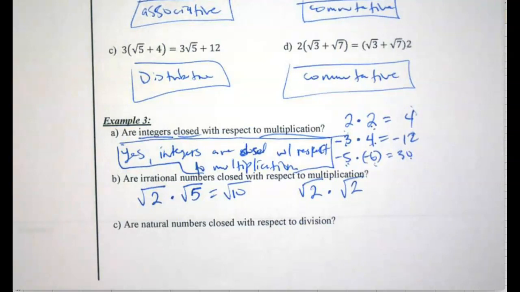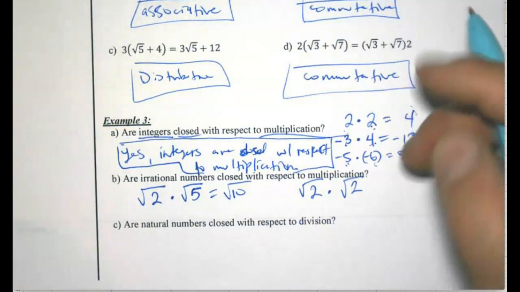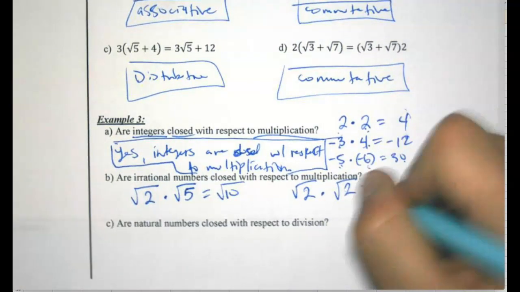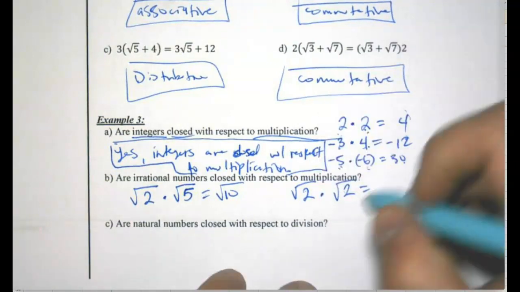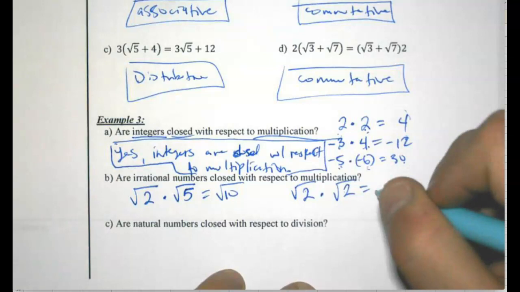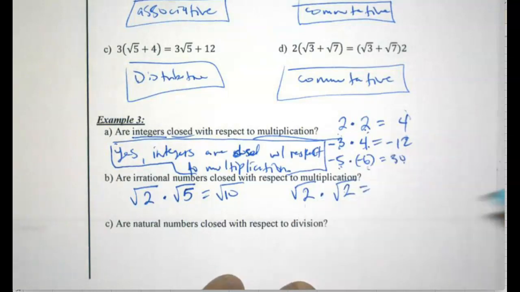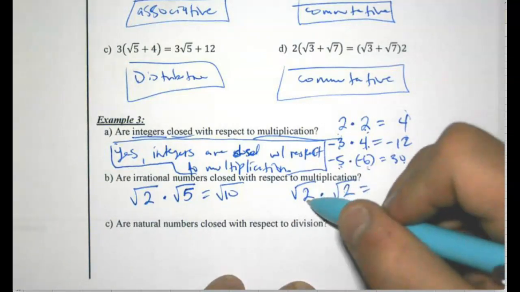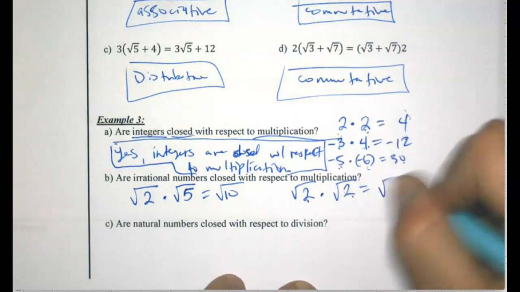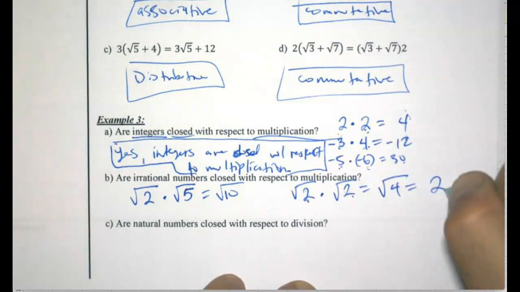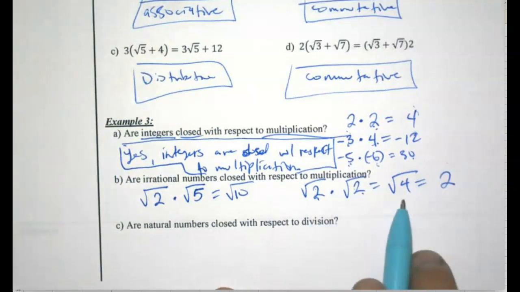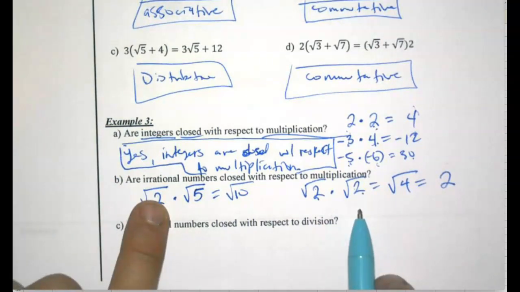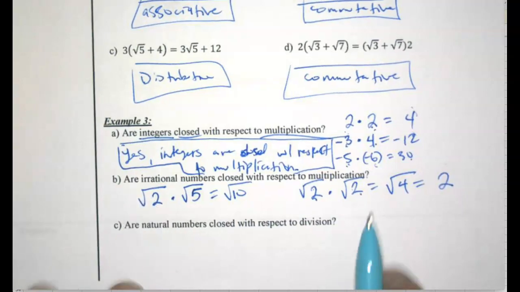So here's what I'm trying to do. I'm trying to multiply 2 irrational numbers and check to see if I can get a number that is not irrational. So I'm multiplying 2 irrational numbers here, square root of 2 times square root of 2, which is square root of 4, which is 2. This is rational. This one example proves that the irrational numbers are definitely not closed with respect to multiplication.